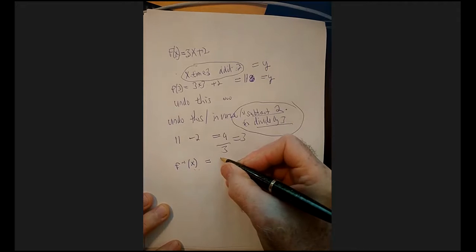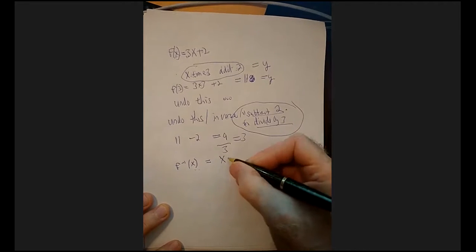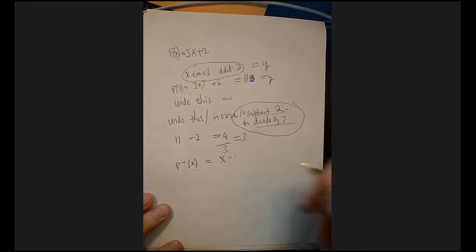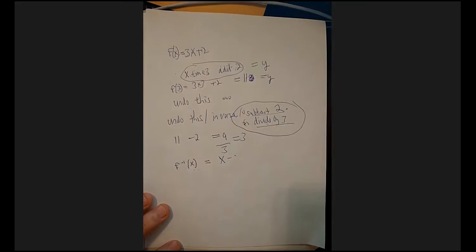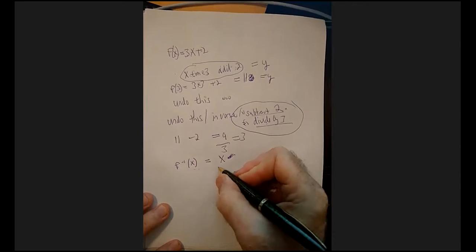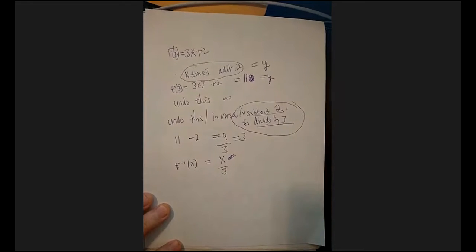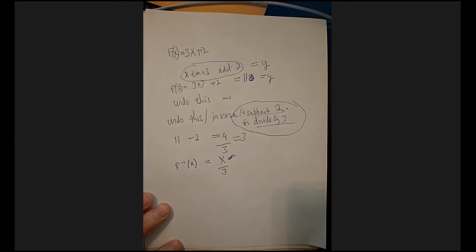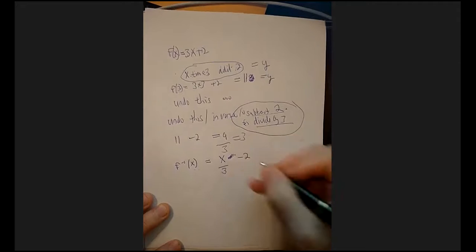So what do I subtract 2 from? X over 3. Okay, so I'm listening. You tell me what you got. You said x over 3, and then minus 2. Okay, so let's try that out.